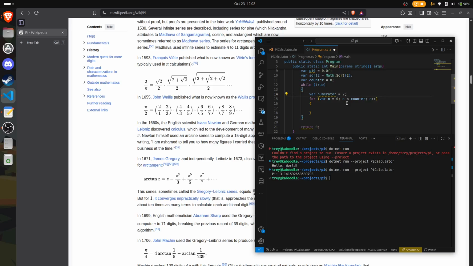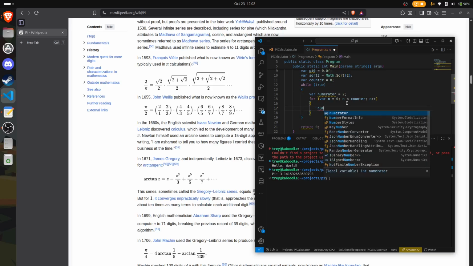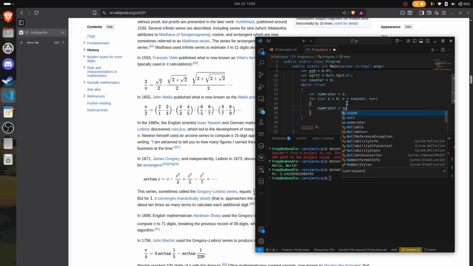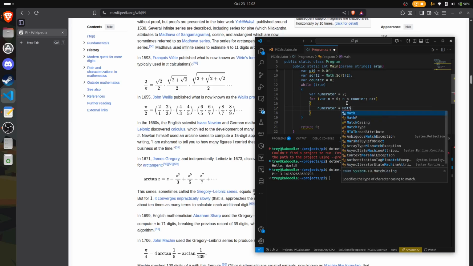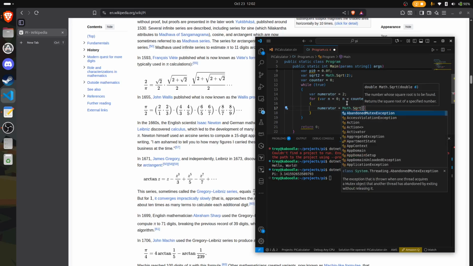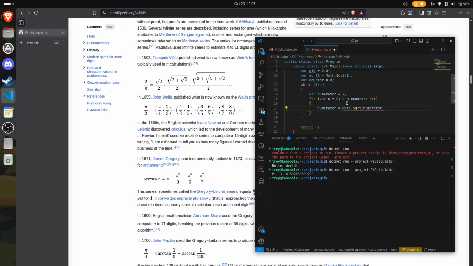Let's say the numerator equals 2. And then numerator equals whatever was in... there's almost certainly going to be a problem with this.